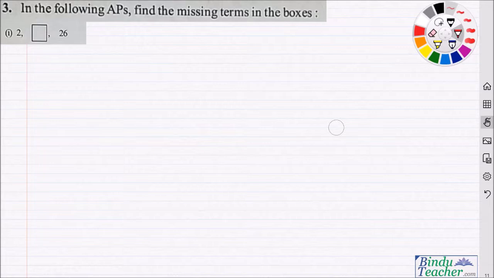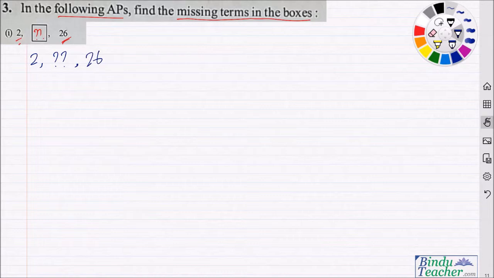Let's solve this question together. In the following arithmetic progressions, find the missing terms in the boxes. So in this first question, we have the value of 2. Then there is an empty box which is unknown and the value of 26. So let's write this down. We have 2, we have an unknown, and we have 26.